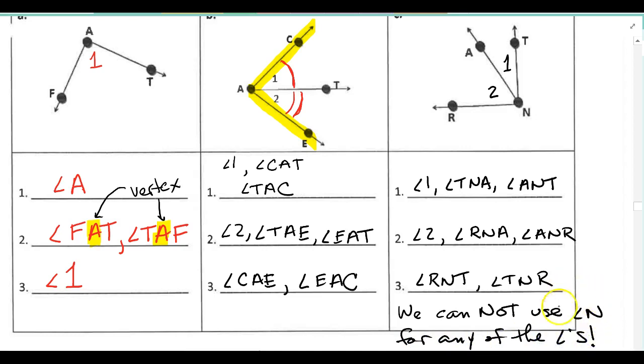It would be confusing to use angle N since there's more than one angle at this vertex. So we're either going to have to put a number inside the vertex or inside the angle for the smaller angles, or for the larger angle, the biggest angle, use 3 letters.